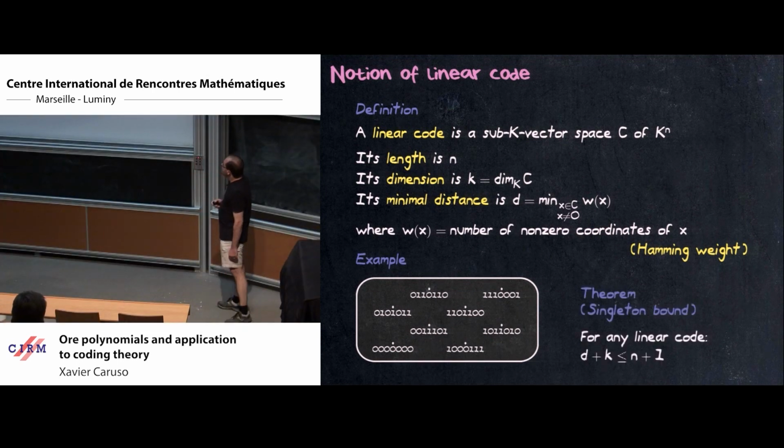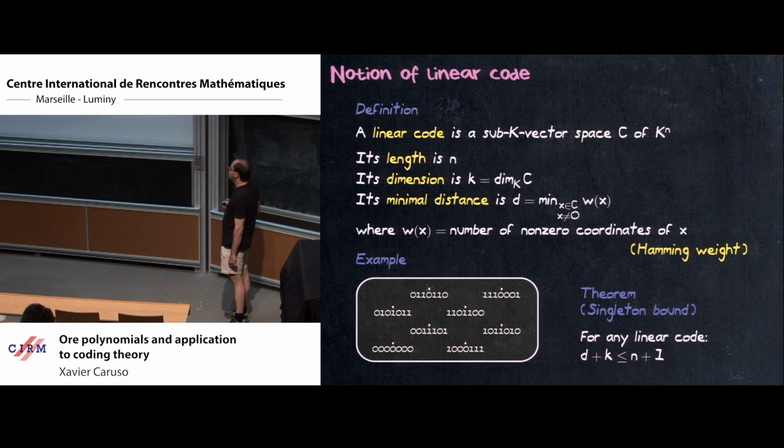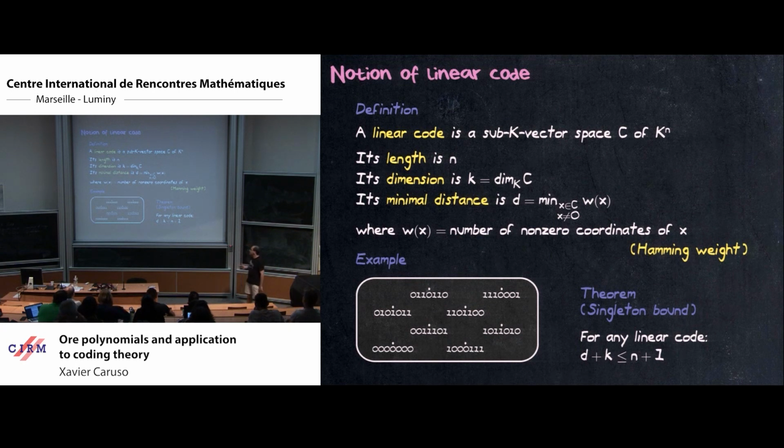But okay, and we have a well-known theorem, which is called the Singleton Bound, saying that if you have any linear code, then there is an inequality between the distance, the dimension, and the length. The minimal distance plus the dimension is always at most the length plus 1. It's really easy to prove this bound. And we might be interested in those codes for which this bound is actually an equality, and they are called, in general, MDS codes, for maximal distance separable codes.